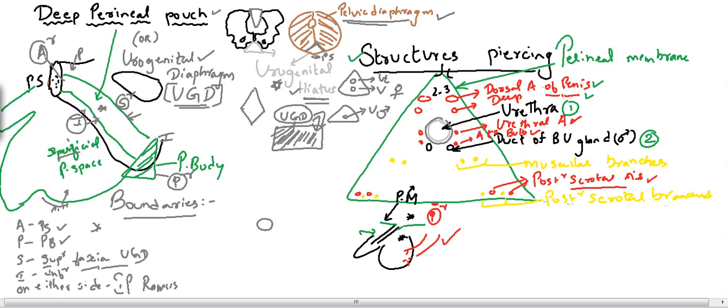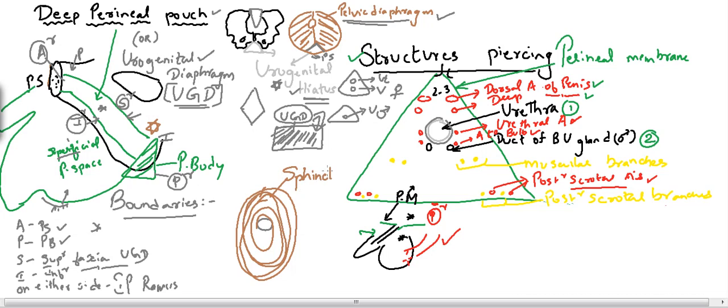I will just show you diagrammatically. You don't have to draw all this; one diagram like this is good enough for a 5 marks. So the urethra will be surrounded by a muscle like this in a spherical fashion. That muscle name is sphincter urethrae. So definitely sphincter urethrae is a content of the deep perineal pouch.